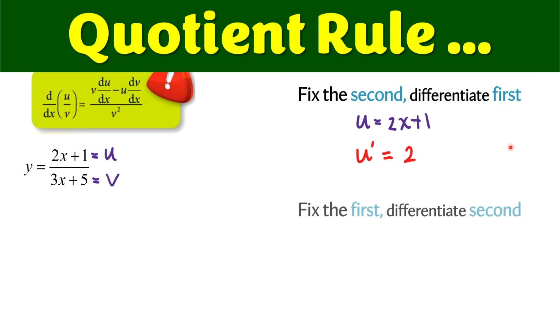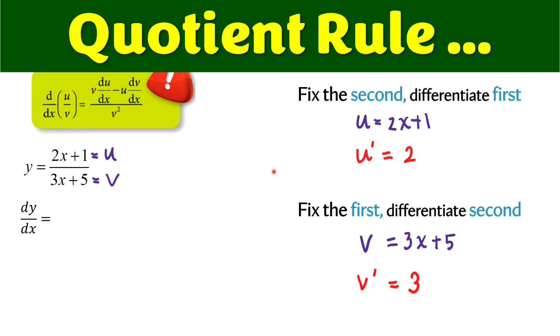Now once this is done, I'm ready to differentiate the second term. So what is the second term? The second term here is v equals 3x plus 5. Again, by using power rule, I will get 3. Now I'm going to apply this and substitute into the formula.